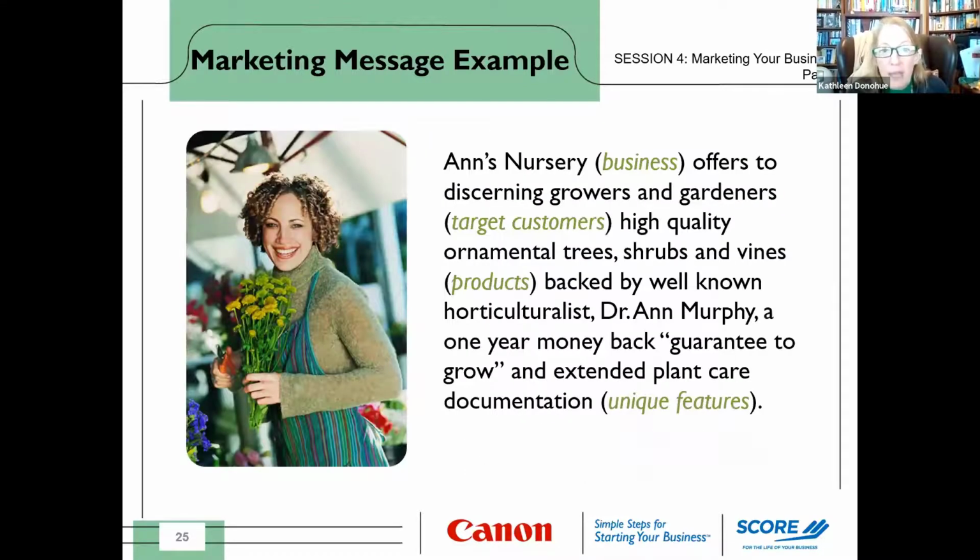So here's an example from Anne. Anne's nursery offers to discerning growers and gardeners high quality ornamental trees, shrubs, and vines, backed by well-known horticulturist Dr. Ann Murphy, a 1-year money-back guarantee, and an extended plant care documentation. Okay, so that's sort of the medium-sized one, right? This isn't a tagline. This is an elevator speech length thing that gives you all of the key information she wants you to know about her business. Any particular words jump out here to you that make that really attractive?